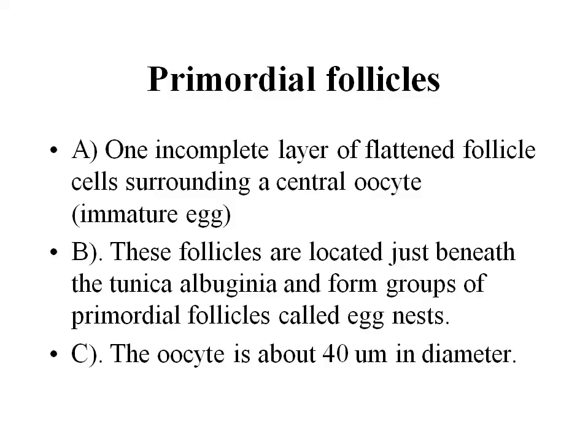It's one incomplete layer of flattened follicle cells that surround the central oocyte or immature egg. In the previous slide we have seen a vacuole-like structure. So whatever cells are lying internal to that follicle, these are the flattened follicular cells. These follicles are located just beneath the tunica albuginea and they form groups of primordial follicles called egg nests.